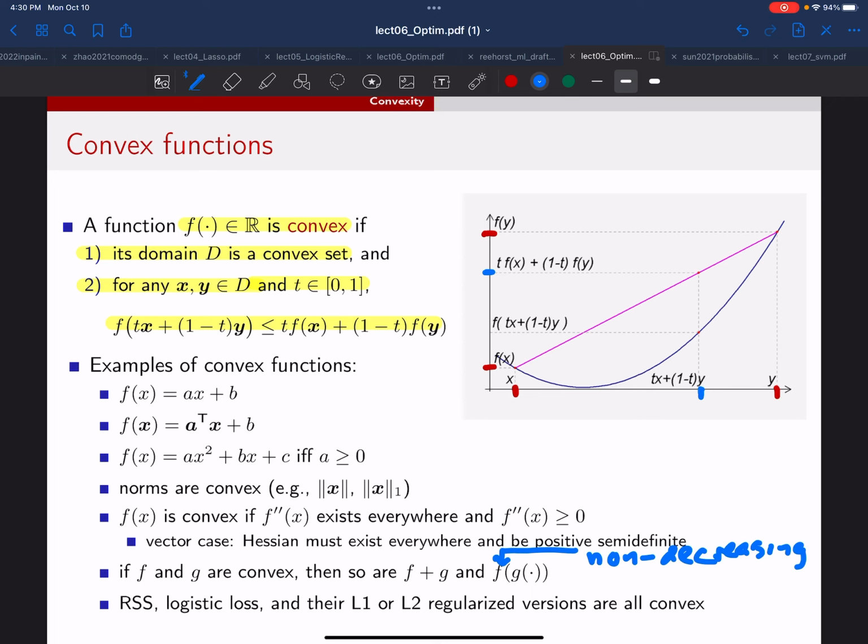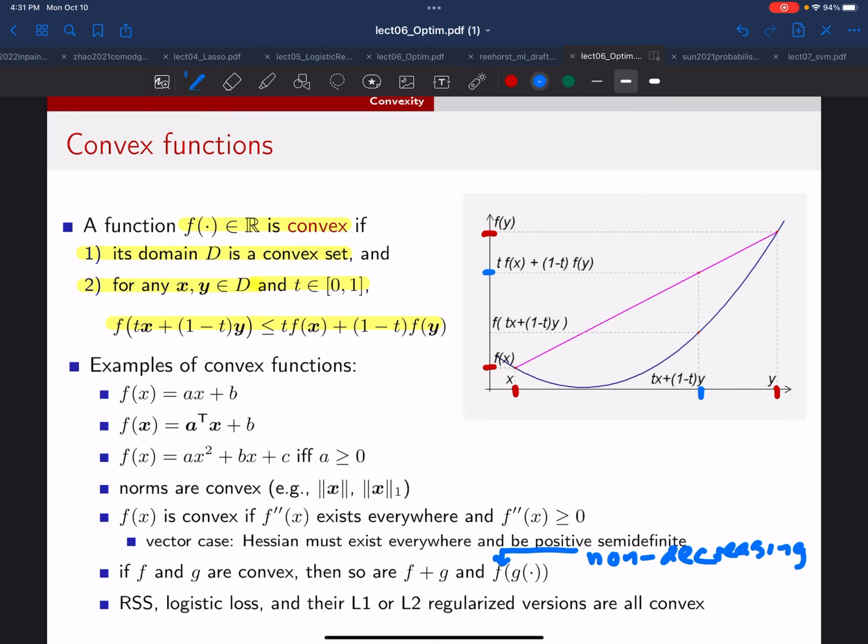So basically, the things that we've seen so far in the course that are convex are RSS and regularized versions, and multinomial logistic regression, whether we're working with the binary case or the non-binary case, that is also convex. And it stays convex when we add L2 or L1 regularization as well.